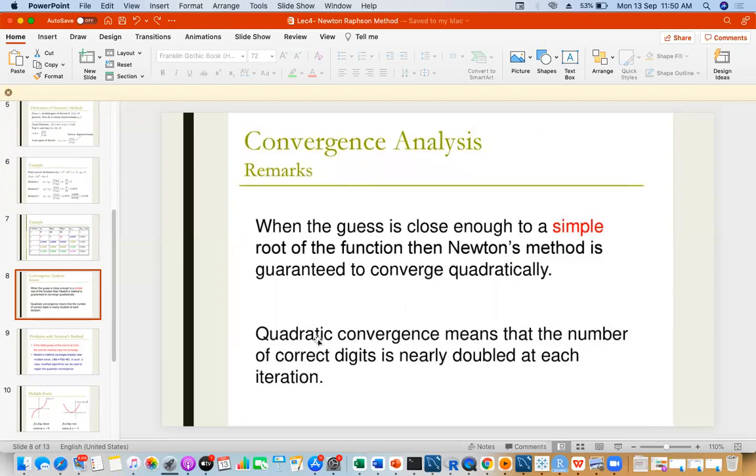Now, quadratic convergence means that the number of correct digits is nearly doubled at each iteration. What they mean by this is that the error value is getting reduced very fast. That is the meaning of this sentence.